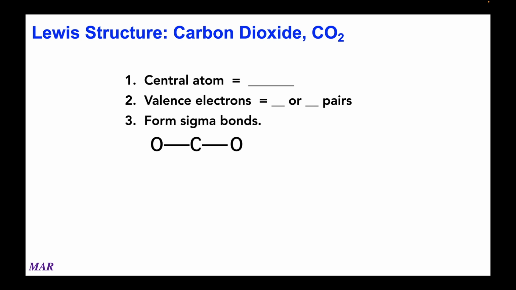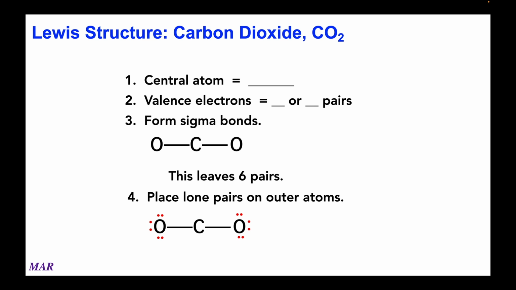So that's 2 of the 8 pairs we just put down. Next thing we'll do, we'll put lone pairs around the outside atoms first, and if we have any left over, we'll put them on the inside. Well, oxygen likes to have an octet, so each oxygen is going to get 3 lone pairs. That gives it an octet. So both oxygens here have an octet, and they're happy.